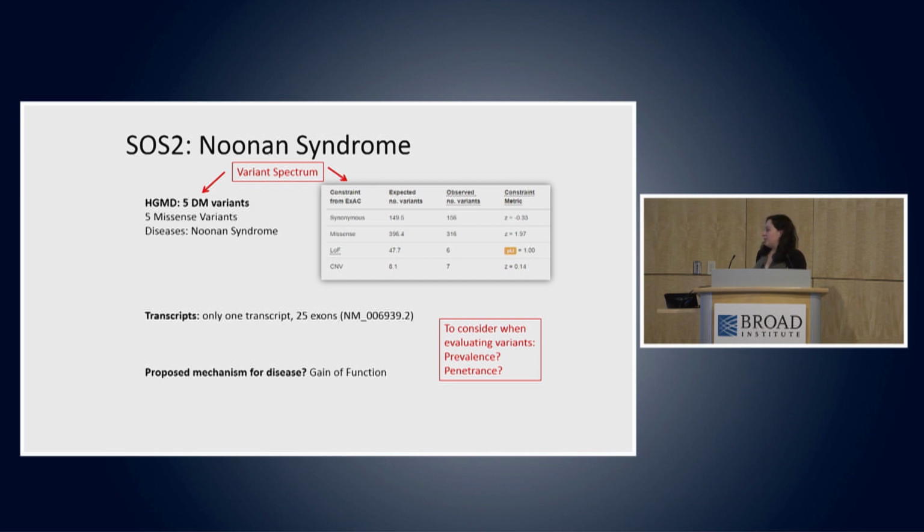Once again, consider the prevalence and the penetrance in your disease area. The probability of loss of function intolerance in this case is 1. The missense z-score is not remarkable, and ClinGen says the cutoff you should be suspicious of is 3. At this point it's only 1.97, so it's something to consider. However, for gain of function, you're usually looking at missense variants.